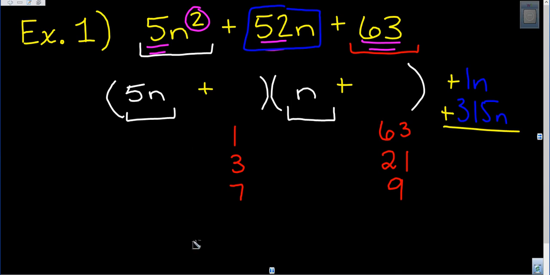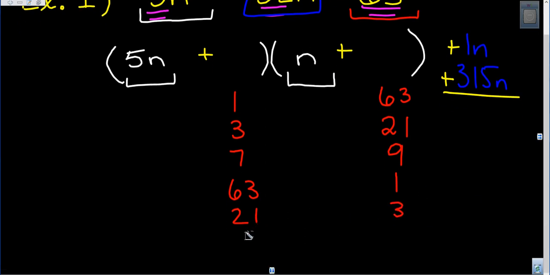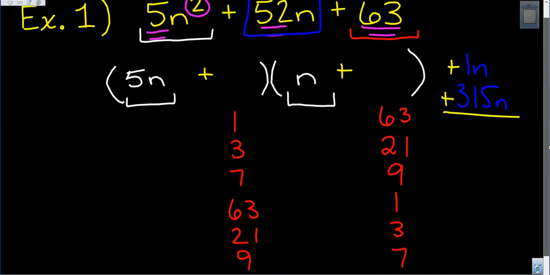However, because the 5n and the n are different values, I should actually check the other way around. And I would normally write that down here as well. So it could be 63 and 1, and it could be 21 and 3, and it could be 9 and 7. So I actually have 6 combinations that I should check.